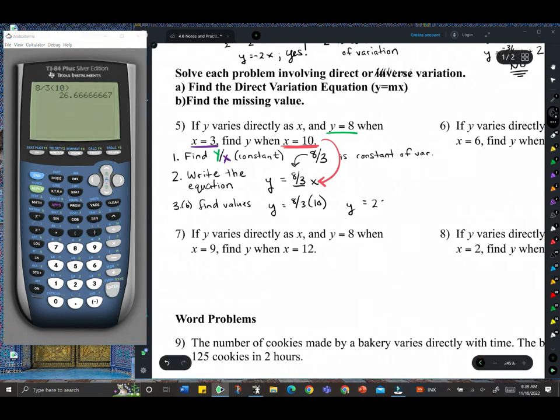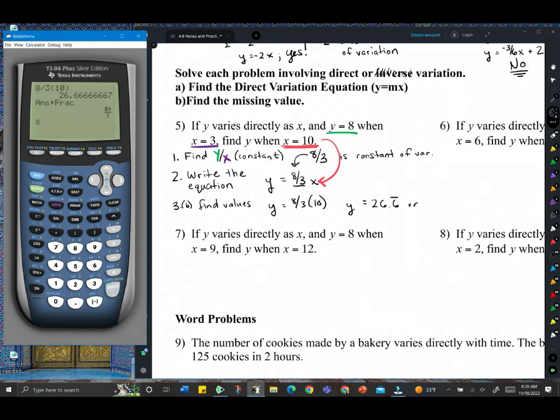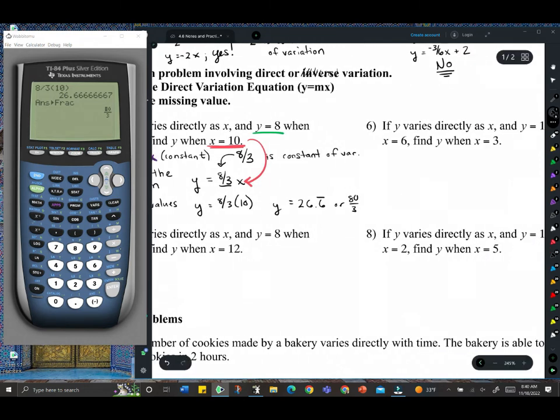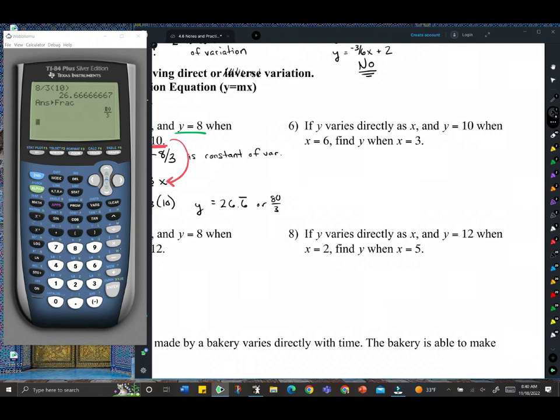26.6 repeated. You can also write that as a fraction. Math, enter, enter, and 80/3. Okay, so that's really it. If y varies directly as x, take those steps, and you can find the missing value.